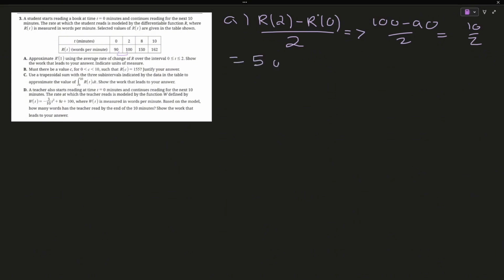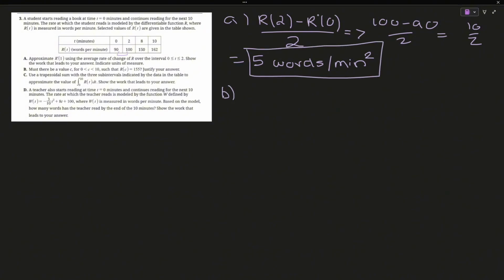So part A says approximate r prime of 1, which is going to be the slope of r at 1, using the average rate of change of r over the interval 0 to 2. So the average rate of change is f of b minus f of a over b minus a. In this case, it would be r of 2 minus r of 0 over 2 minus 0. So when you get the values from the table, you get 100 minus 90 over 2, which is 10 over 2, which is equal to 5 words per minute. And since this is r prime, the units would be words per minute per minute, which is words per minute squared.